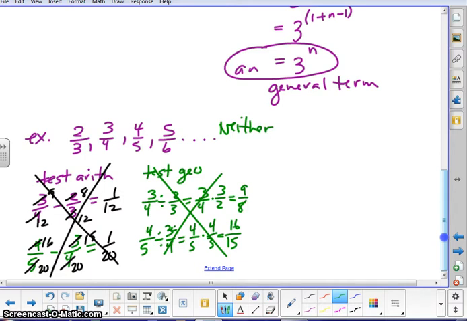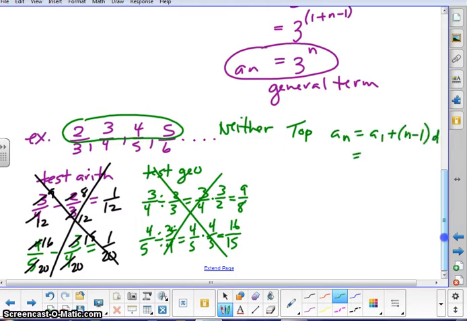So we don't have a specific one to use, but if you notice, there is a pattern in the numerators, which is arithmetic. It's going up by 1. So for the top, we're going to use the arithmetic sequence, which is a sub n equals a1 plus n minus 1 times d. And if I plug in a 2, and then if I plug in the common difference of 1, I get 2 plus n minus 1, and our nth term would be n plus 1. Okay, so that takes care of the numerators.